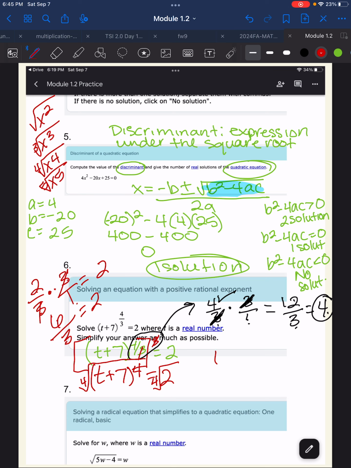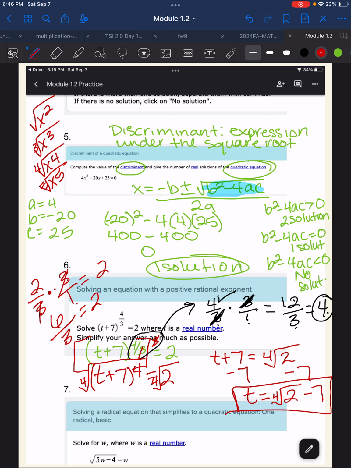I'm going to write over here to the side. Now I have t plus 7 equals the 4th root of 2. Then I want that t by itself. So I'm going to minus 7. T equals the 4th root of 2 minus 7. Pause the video because I know number 6 was kind of heavy.